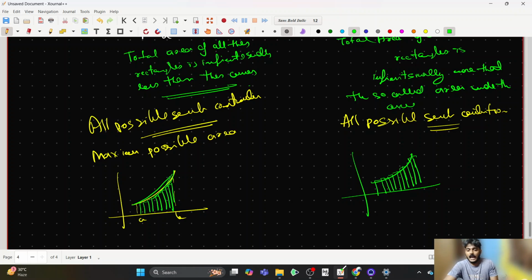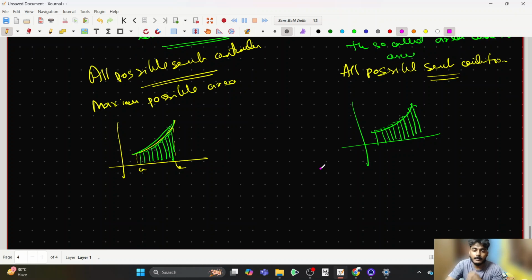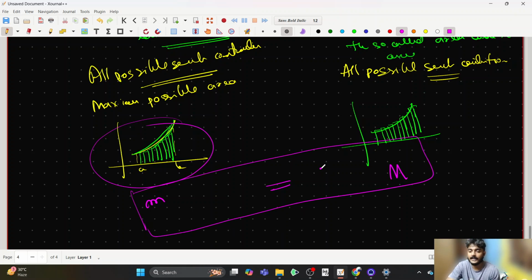Fine. And the next immediate consequence you observe is that suppose you have achieved the maximum possible total area of all the rectangles you can construct, which initially have their total area slightly less than the so-called area under the curve, to be, let's say, small m. And suppose this is the minimum possible total area of all such constructions, let it be capital M. If small m is exactly equal to capital M, what does that mean? That means that the total area of these rectangles is the same as this area.